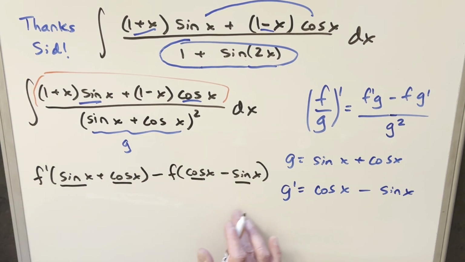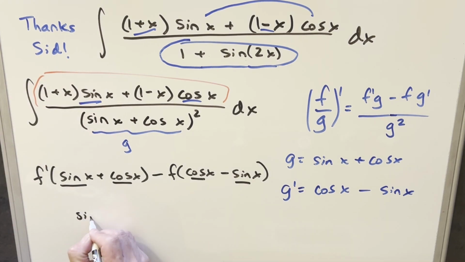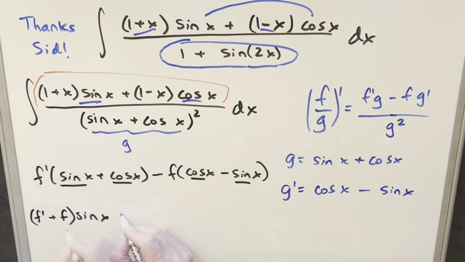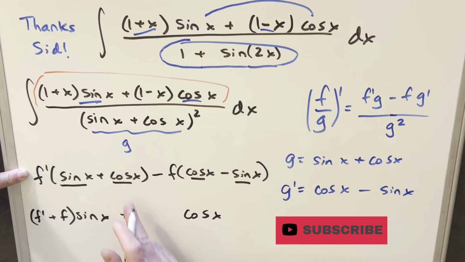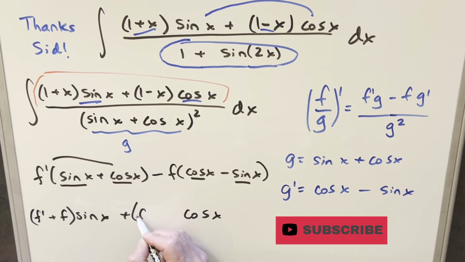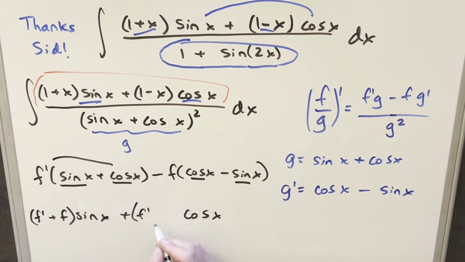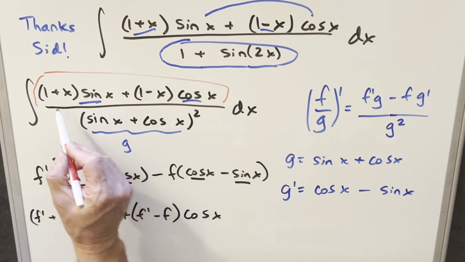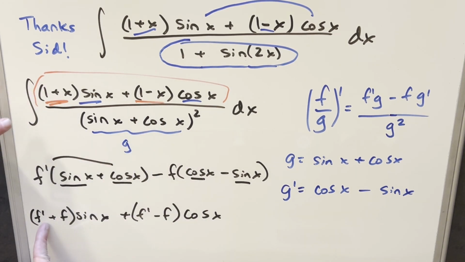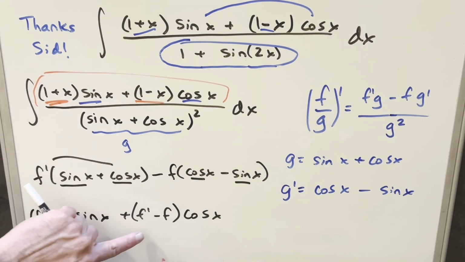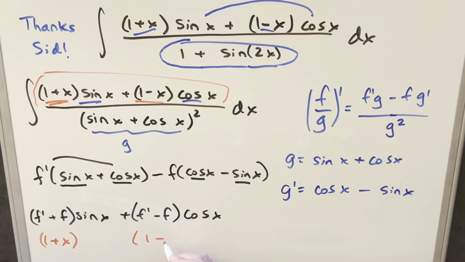So I'm going to totally rearrange this based on the sine, to try to get it to look like this. Putting the sines together, we have a sine x, and in front we're going to have f prime as the coefficient here, and then here minus times minus is plus, so a plus f over here. And then for the second part, let's do the same thing with our cosine. So we have cosine x, we have an f prime, and then this is going to be a minus f. Comparing to what we have up here, for this to work, we're going to want f prime plus f to be equal to this 1 plus x right here. And then we're going to want f prime minus f to become 1 minus x.